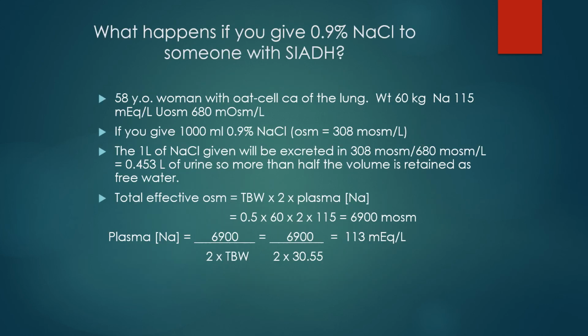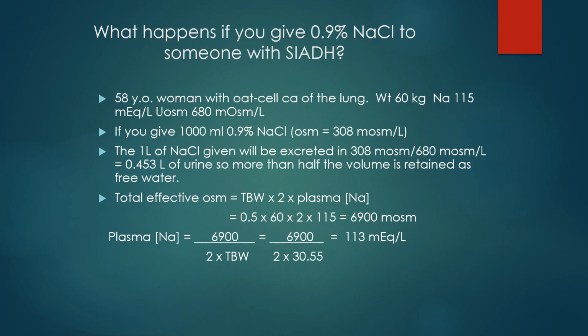This example explains why we want to give 3% hypertonic saline initially rather than normal saline to correct a hyponatremia in a patient with SIADH. In this example, we have a 60-kilo woman with a sodium level of 115 and urine osmolality of 680, consistent with SIADH. What happens if we give a liter of normal saline?